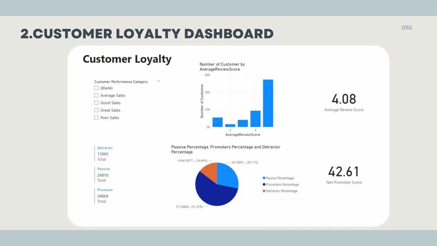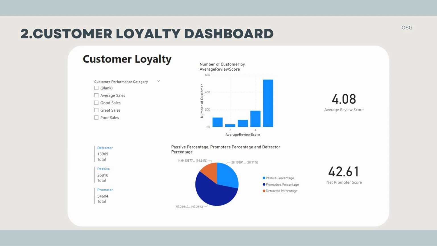The second dashboard is where we visualize the customer loyalty based on the Net Promoter Score. We used the same slicer to segment our customers into 4 groups. Then we visualize the number of customers with their average review score queried from the customer fact. We also used a gauge to represent the average review score of all customers.